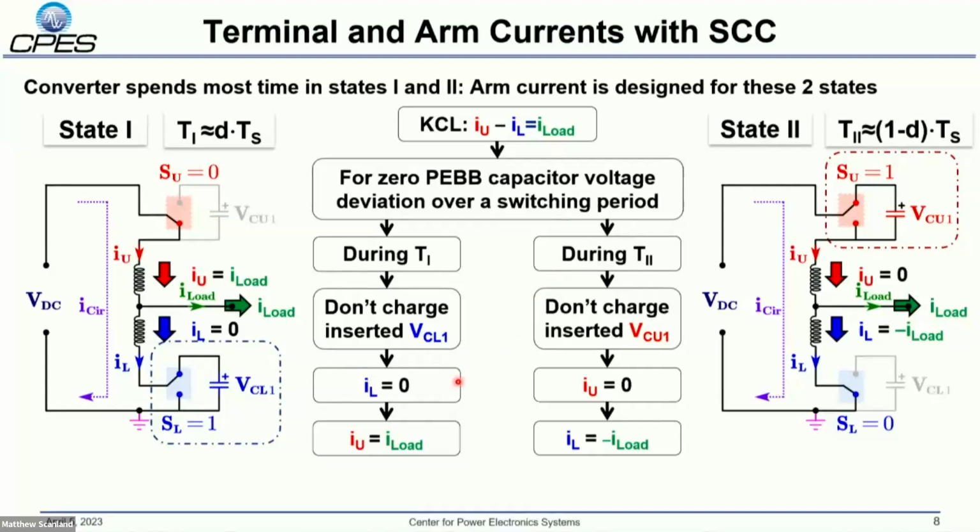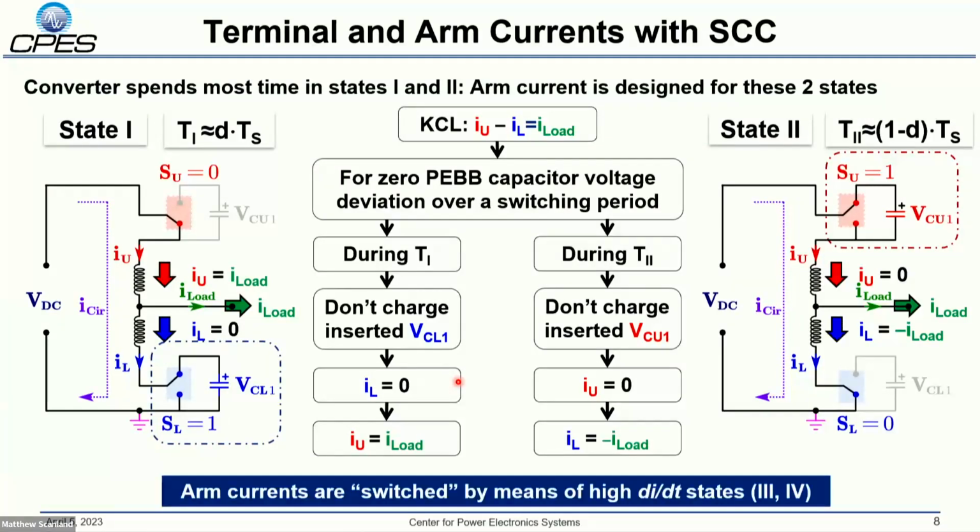But conventional controls cannot do that because they firstly do not use the high di by dt states. Moreover, they have big arm inductors, so they cannot change this current very fast. SCC has smaller arm inductors, and we essentially use these high di by dt states, which then allows us to change arm current very fast, or arm current itself switches from one value to another. So 0 to minus I load and I load to 0.